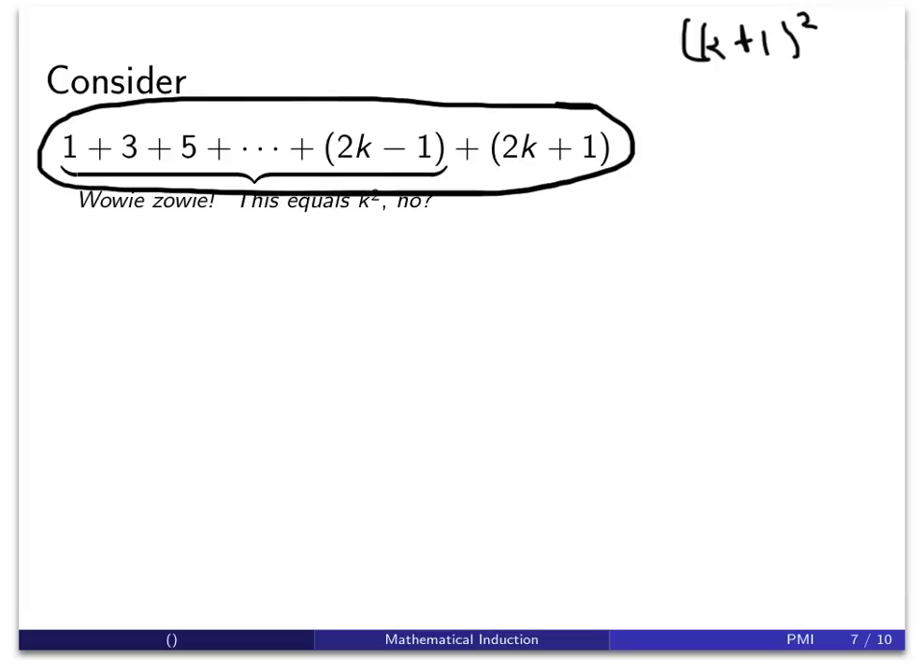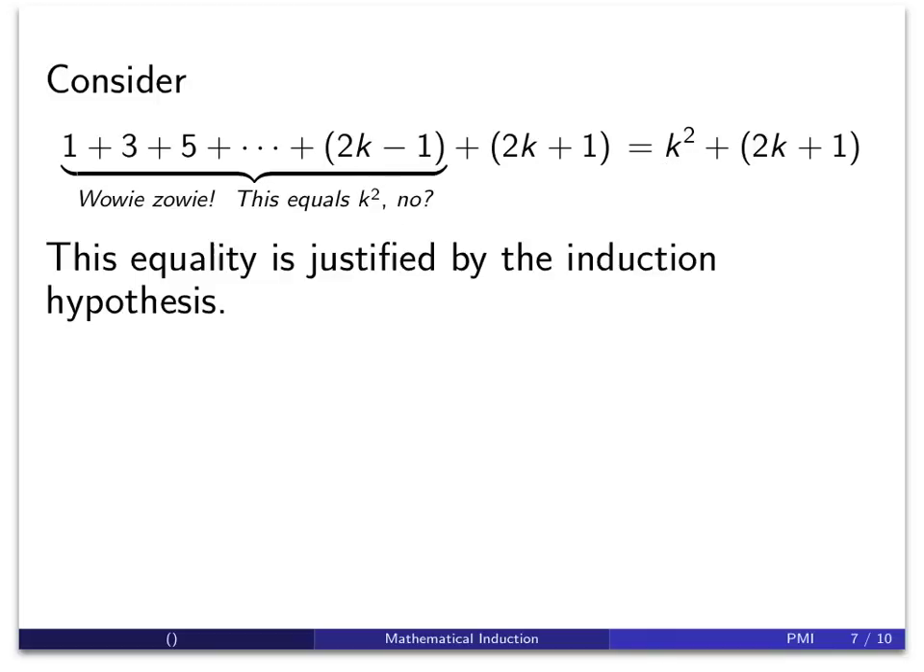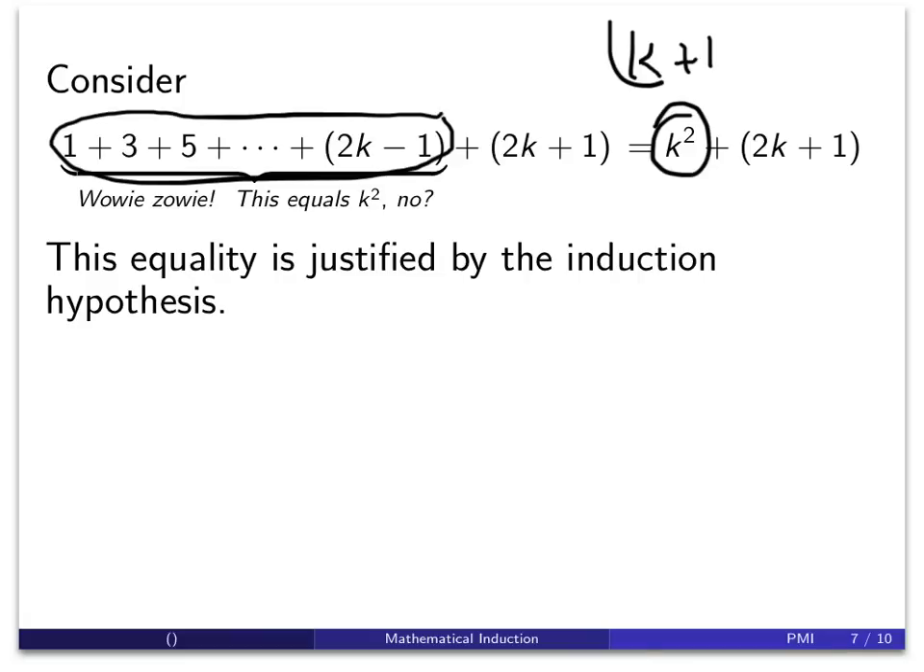Okay, and you can see my excitement here. Wowie zowie, this guy is equal to k squared. We assumed that 1 plus 3 plus 5 up to 2 times k minus 1 was equal to k squared. So I can replace all this by this nice little simple k squared over here. And we say this is justified by the induction hypothesis. And the induction hypothesis was that this quantity here was equal to k squared. Well, now I'm at the point where I want to take k squared plus 2k plus 1 and see what I can do with that. And remember my goal. My goal is I want to get k plus 1 squared.